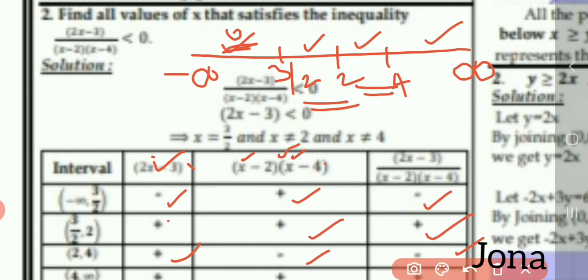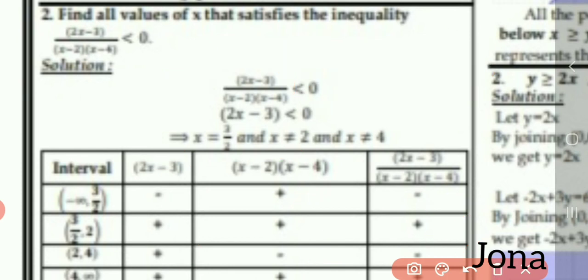Okay. And then in the last interval, 4 to infinity, you can take some other number. 5 you can take there. Substitute 5 here. If you substitute 5 here, it will be plus. If you substitute 5 here, it will be plus. So plus divided by plus is obviously plus only here.